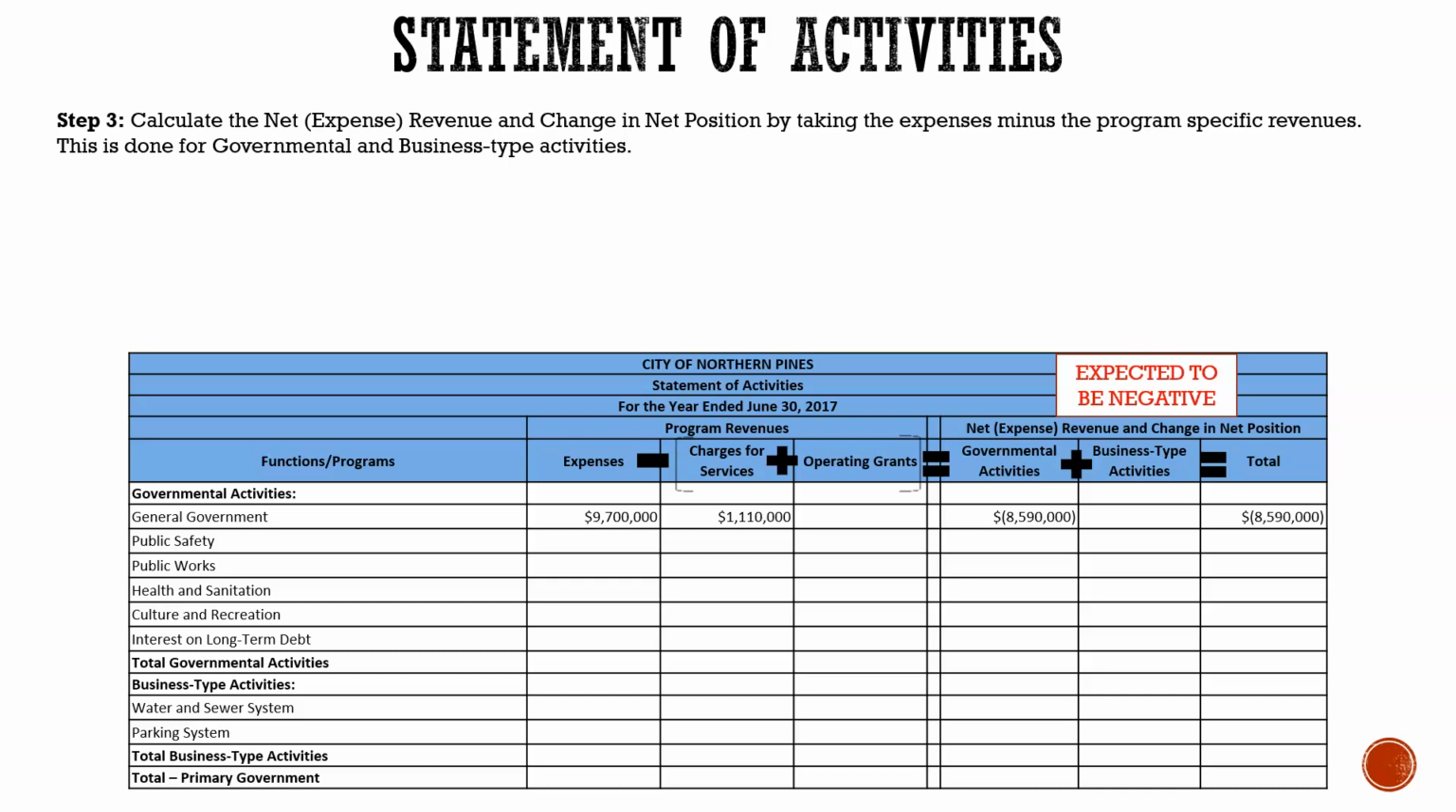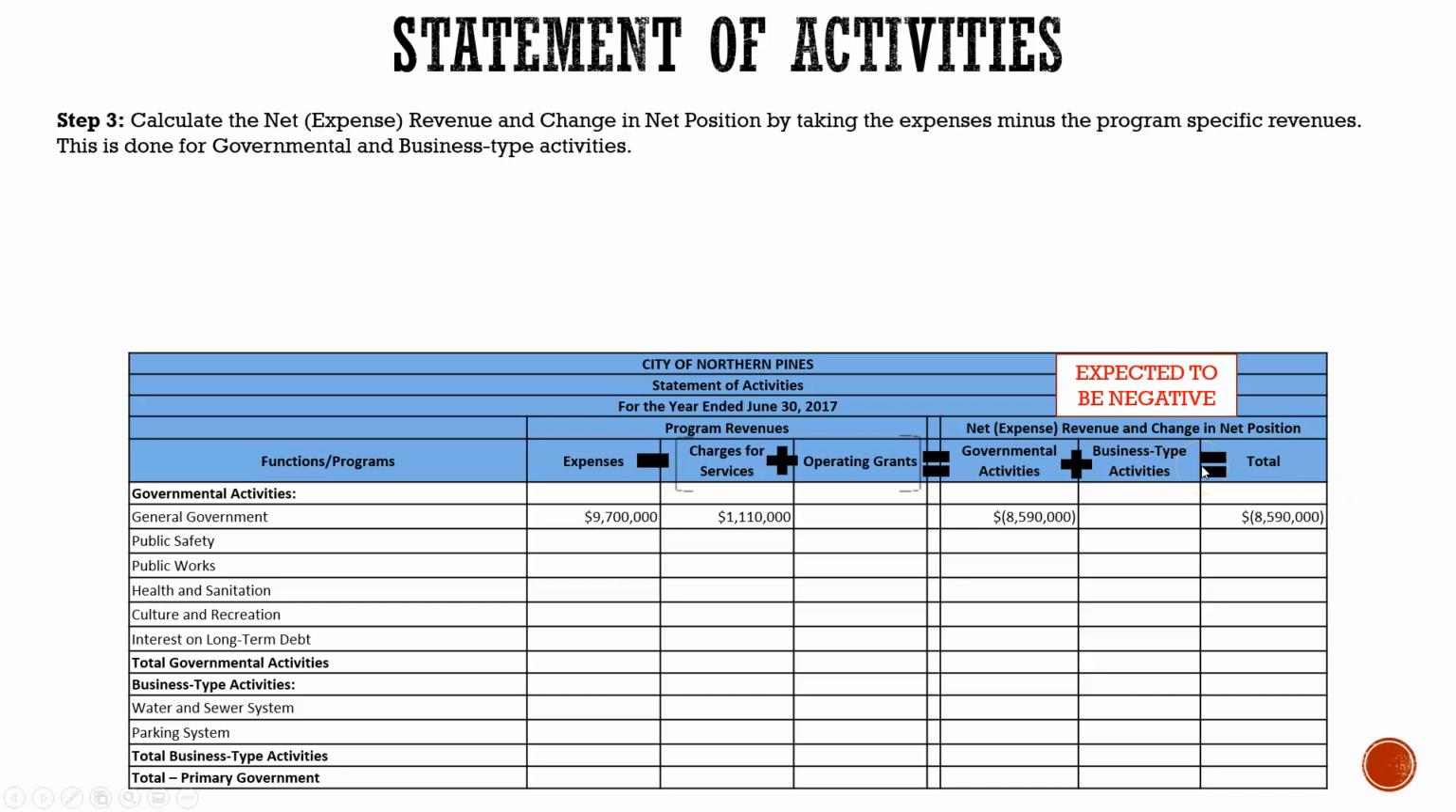We are expecting these numbers to be negative, particularly when it comes to the governmental activities. Sorry, I had to stop and think there for a second. The real money that's going to keep us from becoming insolvent is going to come from your general revenues, typically speaking. So those are your taxes and other types of general revenues, but specifically taxes.